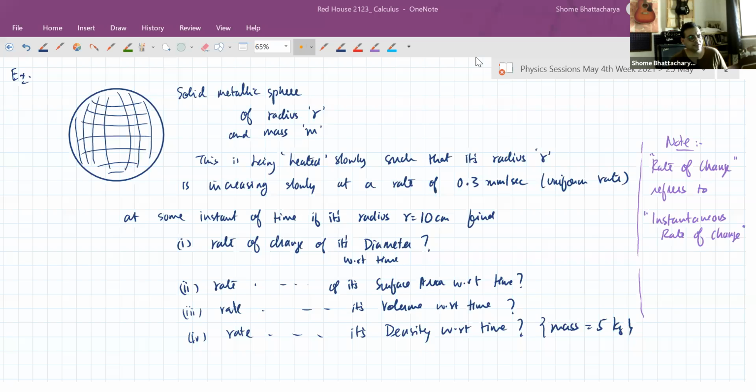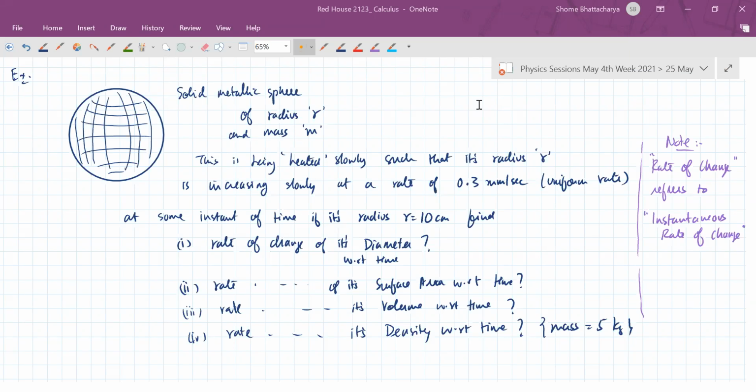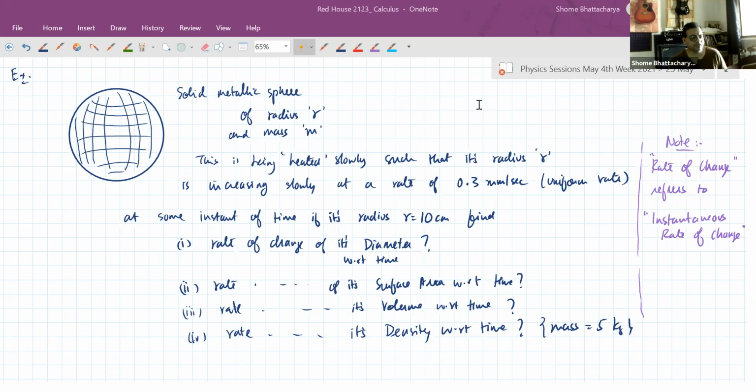You have to find the instantaneous rate of change when the value of R is how much? 10 centimeters. Okay, sir. So when you are substituting that R, just be careful that dr by dt is in millimeter per second, whereas R is in centimeters. So you have to either convert this to centimeters per second, or you have to convert radius to millimeters. Okay, so that you will get the answer for the surface area in either centimeter square per second, the rate of change, or millimeter square per second. You can express in either way.